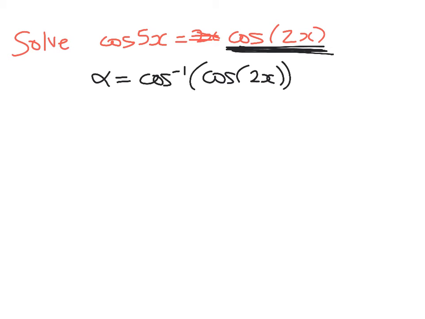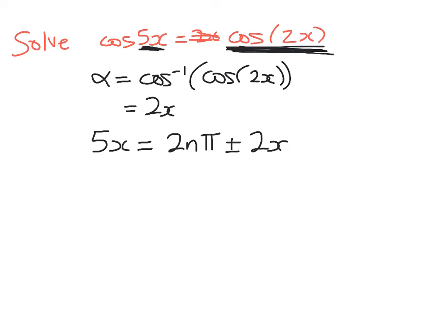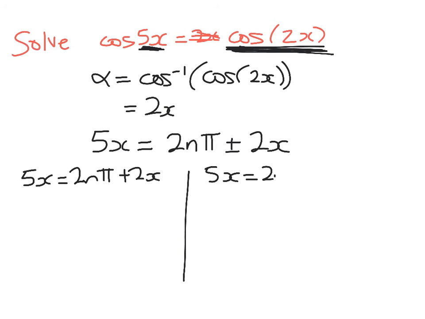This feels strange, but it works really well. So alpha is equal to 2x. Using my general solution for cosine, that means that this angle, 5x, is equal to all of these values: 2n pi plus or minus alpha, which is 2x. I'm now going to split up into two cases. I'm going to have 5x equals 2n pi plus 2x, or 5x is equal to 2n pi minus 2x.